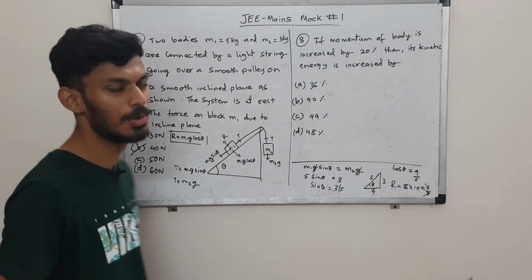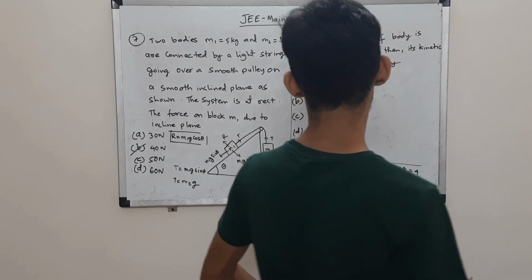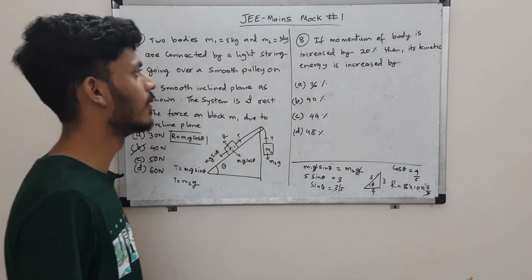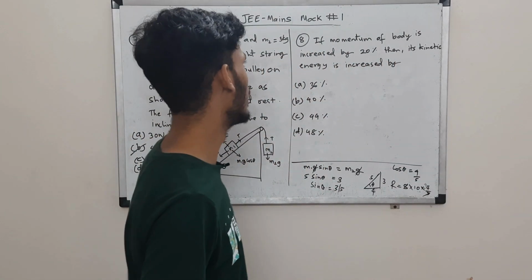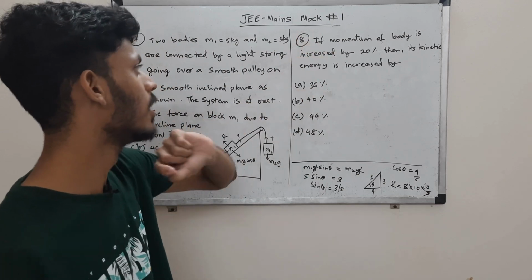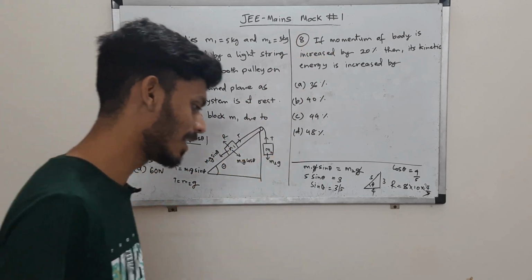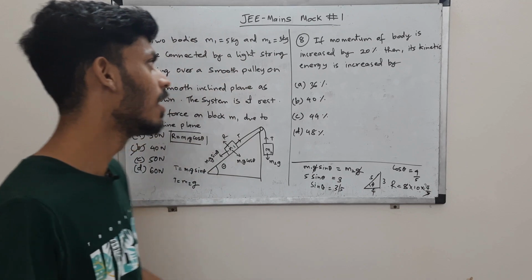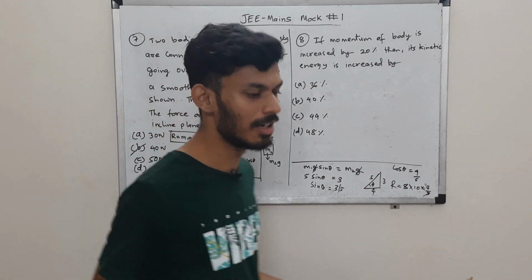So option B, 40 newtons is the correct choice over here. Let's come to this one. This is also a straightforward one, unless you get tricked by it. Here we have the momentum of the body increased by 20%. You are supposed to tell what will be the increase in the kinetic energy.